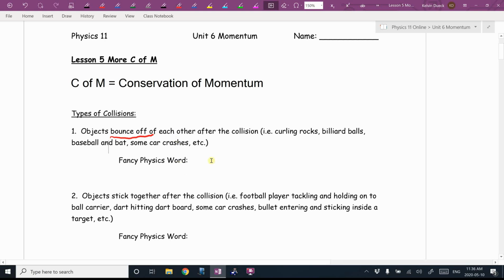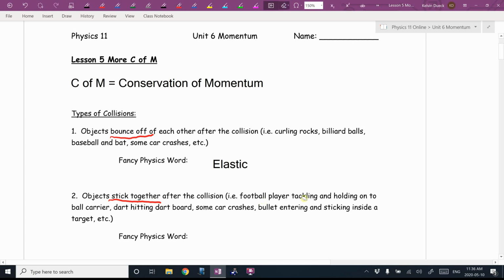So there is a fancy physics word for a collision where the objects bounce off of each other, and you are going to need to know this. The fancy physics word is elastic. Collisions where the objects bounce off of each other are called elastic collisions. Now, I'm not going to ask you to define it, but you may see in a question, I say, two objects collide elastically. And what I really just told you is, hey, they bounced off of each other after the collision.